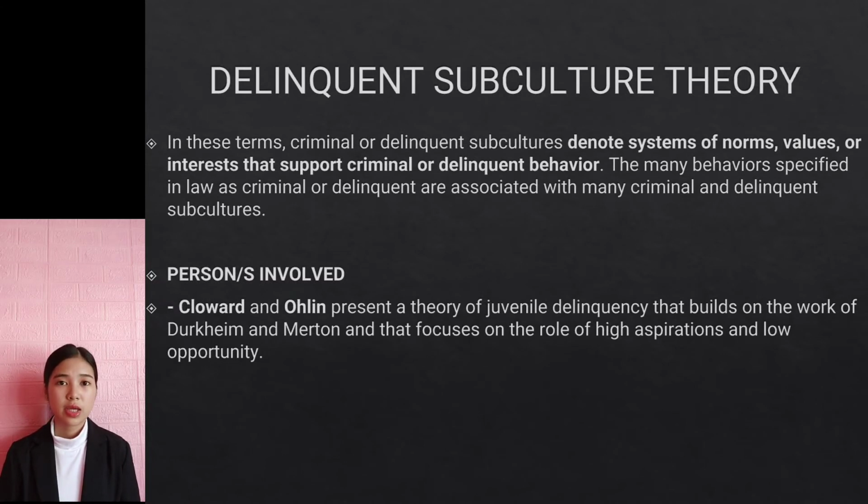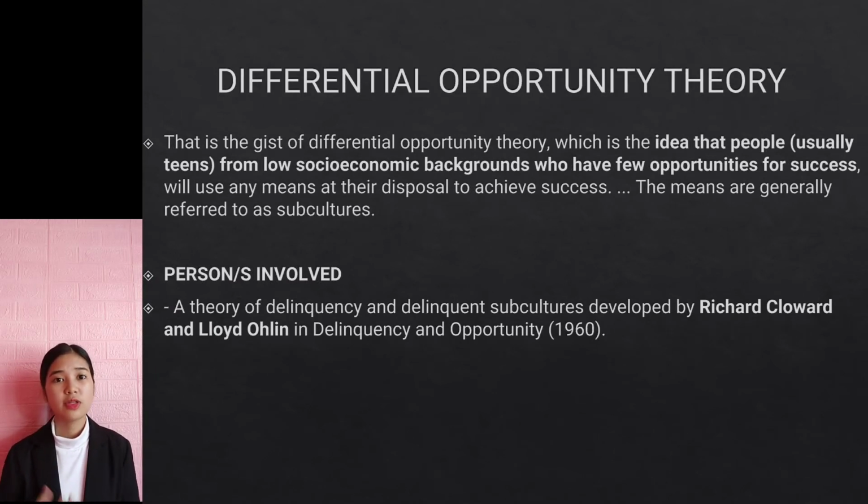So, delinquent subculture theory. In these terms, criminal or delinquent subculture denotes a system of norms, values, or interests that support criminal or delinquent behavior. Many behaviors specified in law as criminal or delinquent are associated with many criminal and delinquent subcultures. So, persons involved here are Cloward and Ohlin, who present a theory of juvenile delinquency that builds on the work of Durkheim and Merton, and that focuses on the role of high aspiration and low opportunity. So let's proceed to differential opportunity theory.